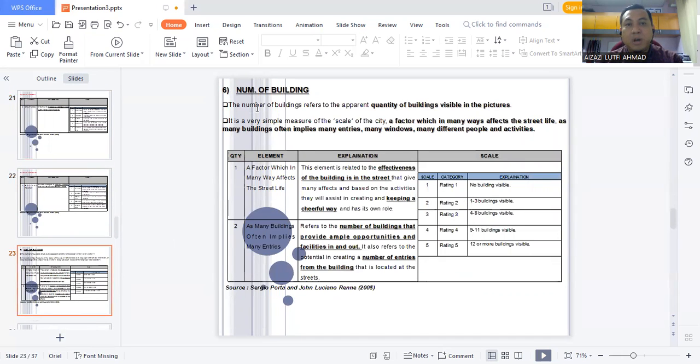The sixth indicator is number of buildings. Number of buildings refers to the apparent quantity of buildings visible in the pictures. There are more scales, 5 of them, from 1 to 5. Rating 1 is no building visible. Rating 2 is 1 to 3 buildings visible. Rating 3 is 4 to 8. Rating 4 is 9 to 11. And rating 5 is 12 or more buildings visible.